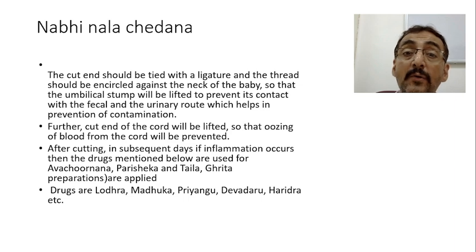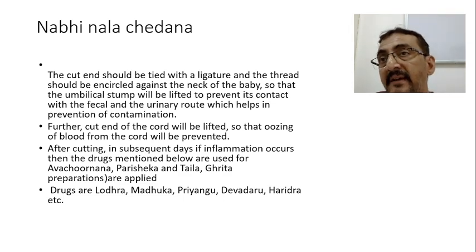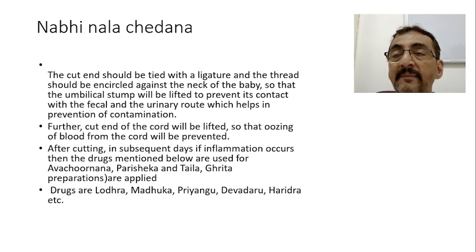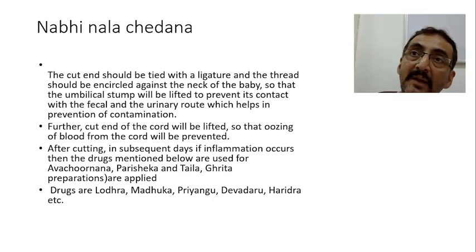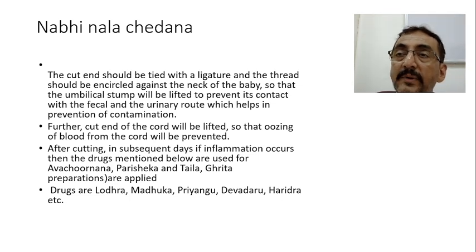Further, the cut end of the cord should be lifted so that oozing of blood from the cord will be prevented. So he says the thread has to be encircled around the neck because, as the cord is lifted up, it helps to prevent the oozing of blood, isn't it?